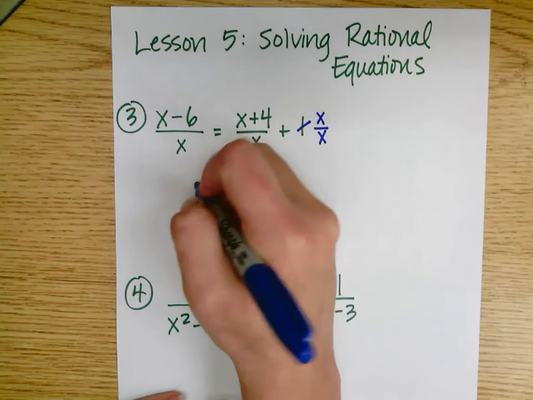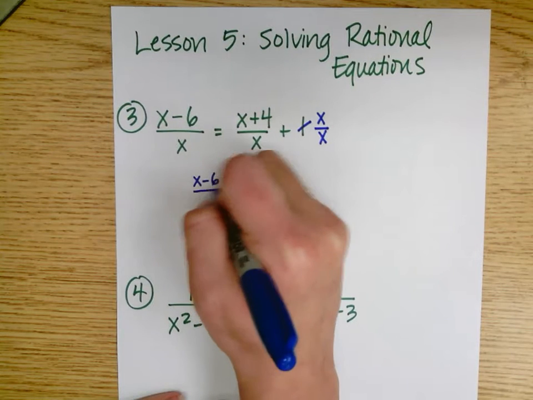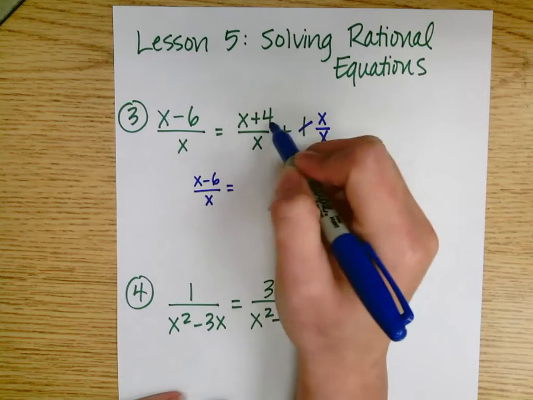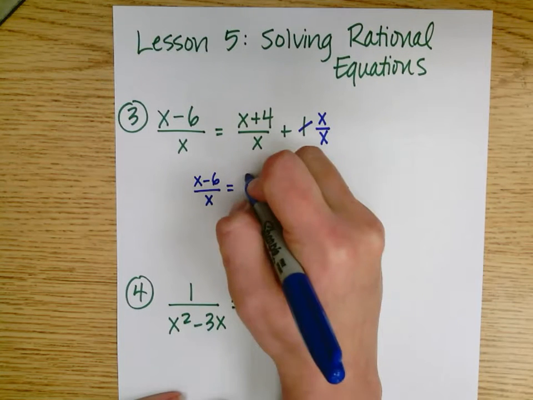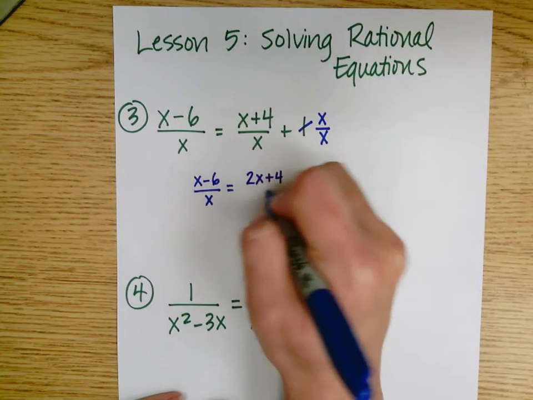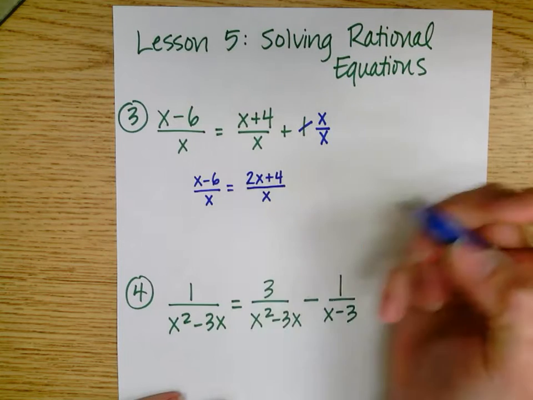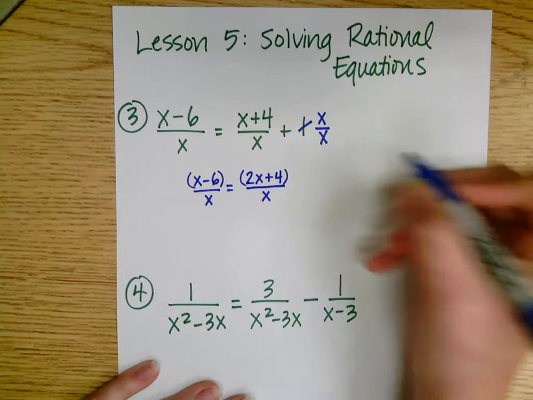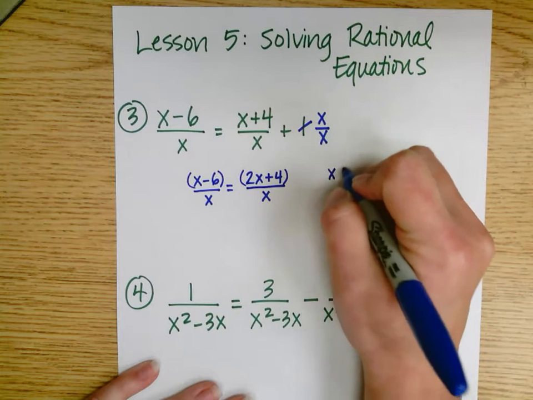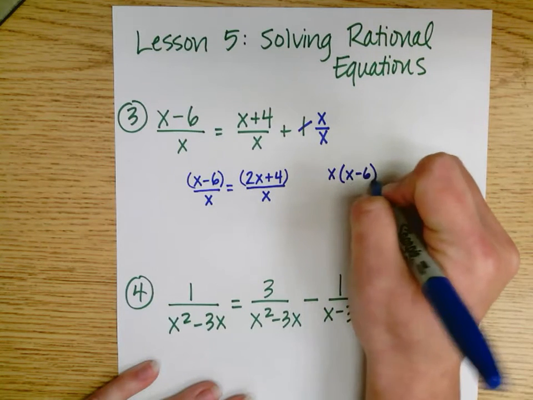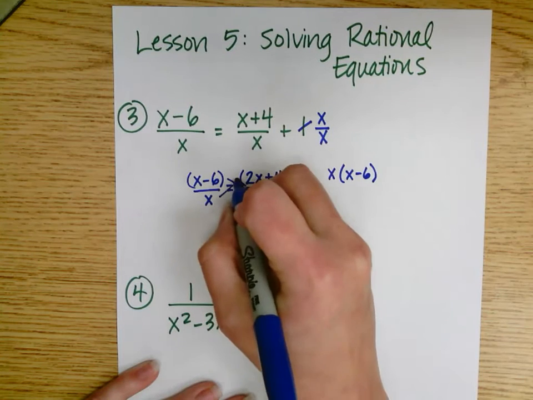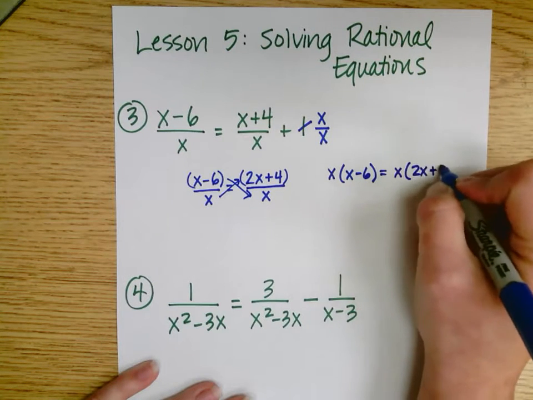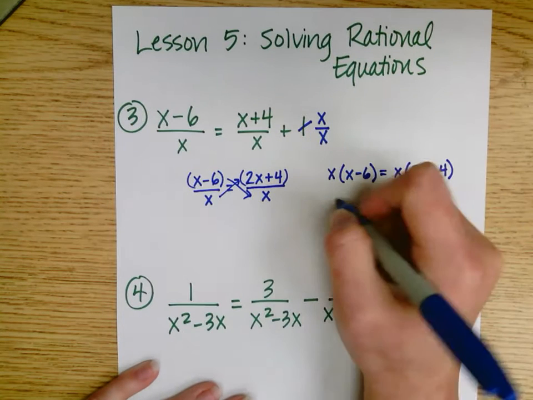That'll be nice. x minus 6 over x equals x plus 4 plus another x, so that's going to be 2x plus 4 over x. And then we're going to cross multiply. So this is going to be x times x minus 6. If I multiply that way and then multiply this way, I get x times 2x plus 4. And I'll distribute.